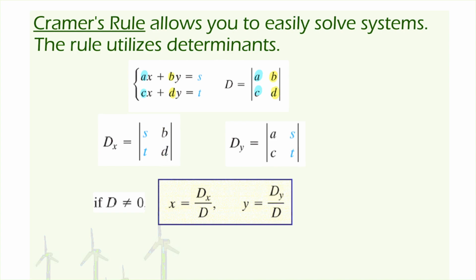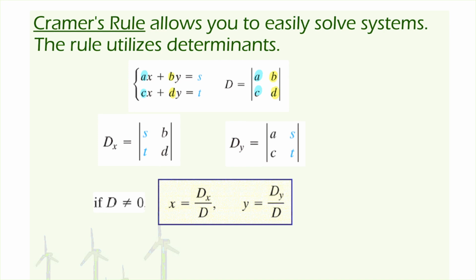We calculate then dy. dy is the determinant that helps us find the variable y. We keep the x coefficients the same, so they stay a and c, but we're going to replace the y coefficients with the constant terms. And that determinant will help us to find the variable y. This only works if d does not equal 0. If it does, that means you cannot use Cramer's rule.